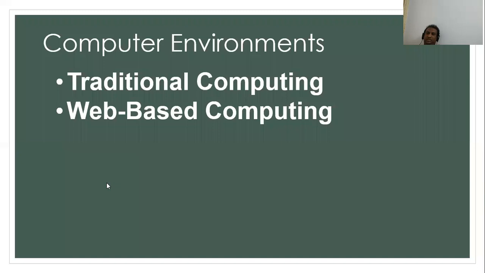So the next topic that we are going to see is computer environments. What are the different types of environments that we are going to have in a computer? Basically, if we take this environment, we'll be having two types. First one is traditional environment. Second one is web-based. This is what the book normally says for us. The book says that there are two types of environment: traditional environment and web-based environment.